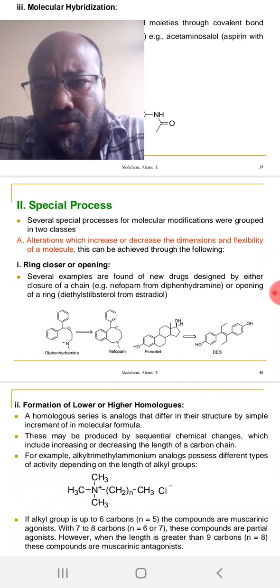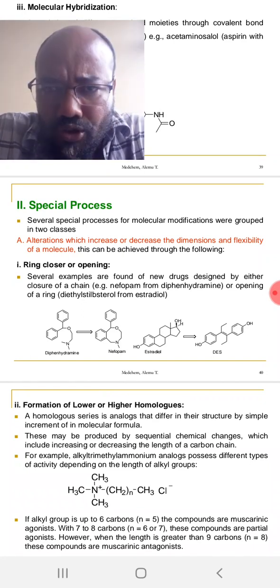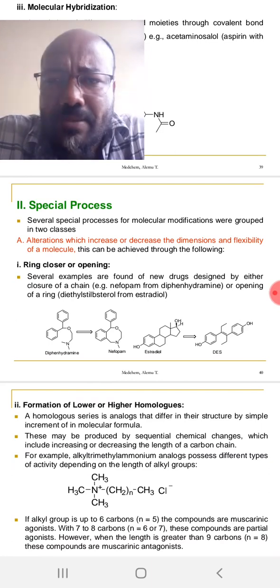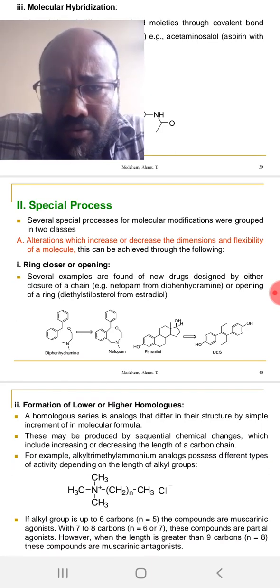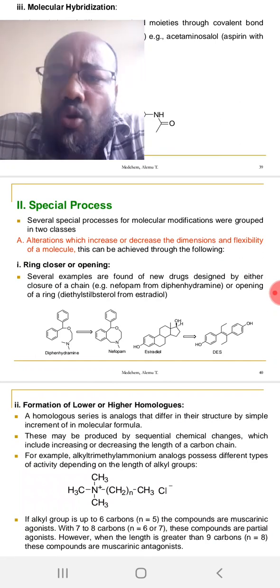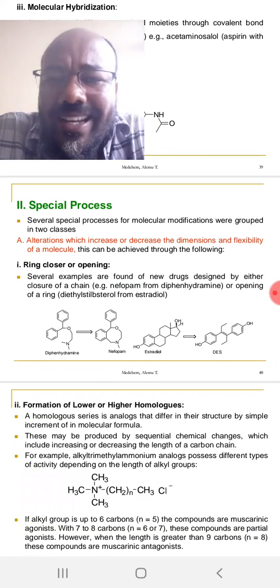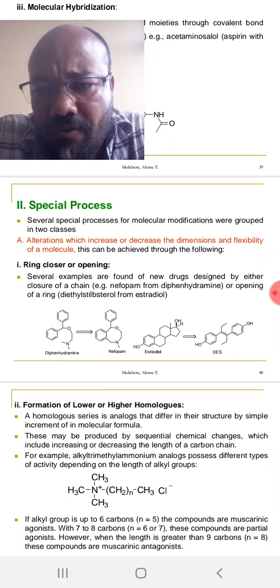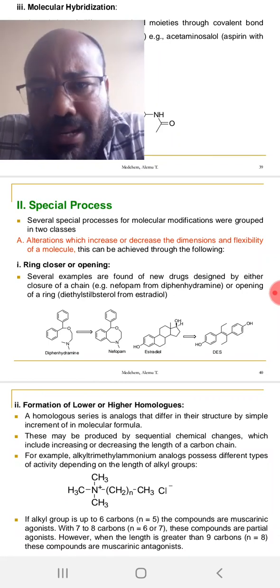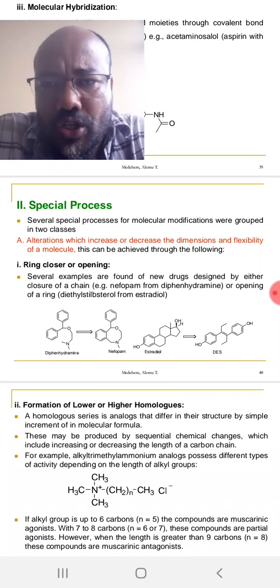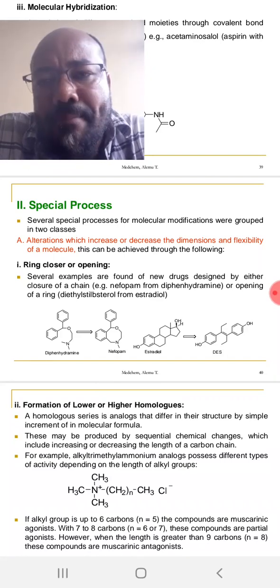The second major one is spatial process. Under this spatial process, there are two very important processes we have. The first one is alteration, which will increase or decrease the dimension and the flexibility of the molecules. The second one is other possible ways that are used to discover new compounds.